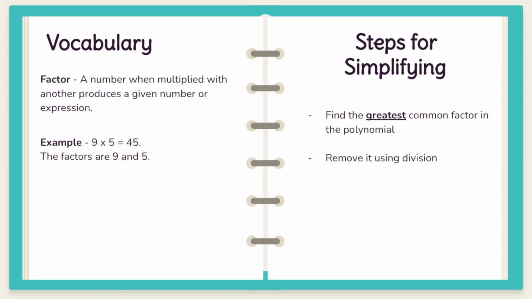First, a factor. A factor is a number that, when multiplied with another, produces a given number or expression. So for example, 9 times 5 equals 45. The factors are 9 and 5. Steps for simplifying: we're going to find the greatest common factor in our polynomial and we're going to remove it using division. So let's go ahead and take a look at that with example A.